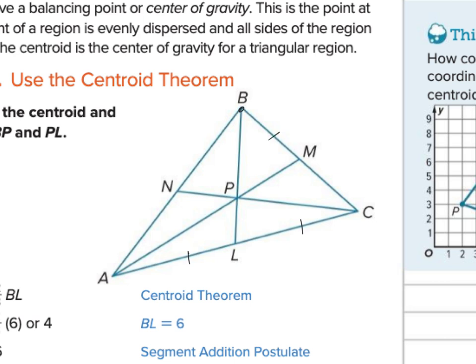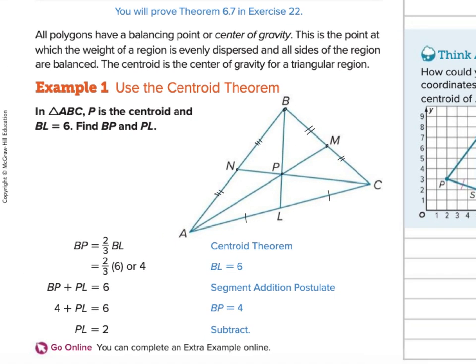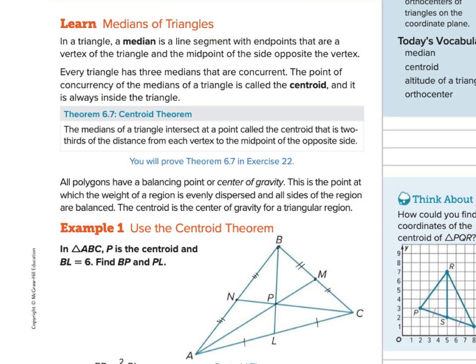Since it's at the midpoint, M, N, and L are all midpoints, and this is my centroid. So we know that BM is congruent to MC because the midpoint is where it connects halfway through. Some of the properties that we know: the medians of a triangle intersect at a point called the centroid that is 2/3 the distance from each vertex. Hopefully I didn't just say incenter a minute ago.